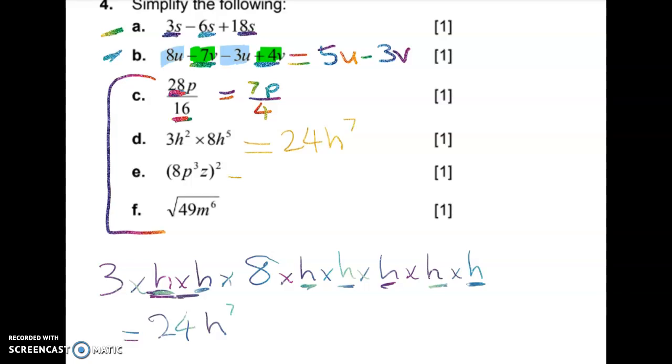Now this next one is a little bit the same. We can think of this as 8p cubed z times 8p cubed z.